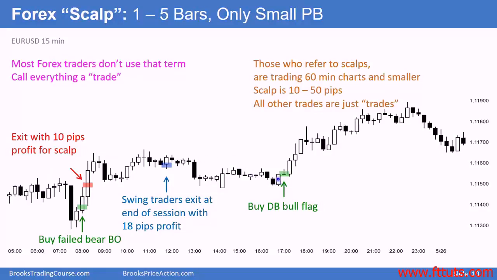They might buy above this bull bar, especially since there was a bull bar here. So they're buying a double bottom bull flag. A scalper might get out here, might get out on this reversal down, a failed breakout above this high. So he might get out with 10 or 20 pips.